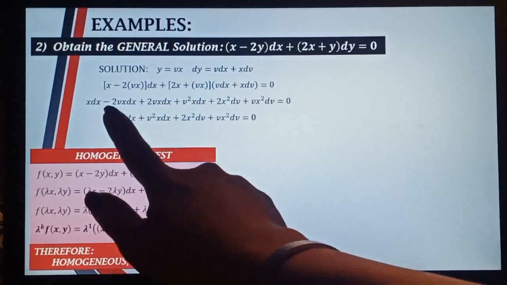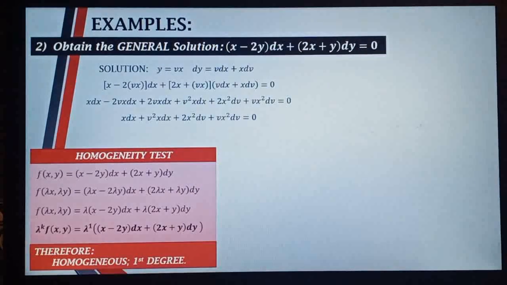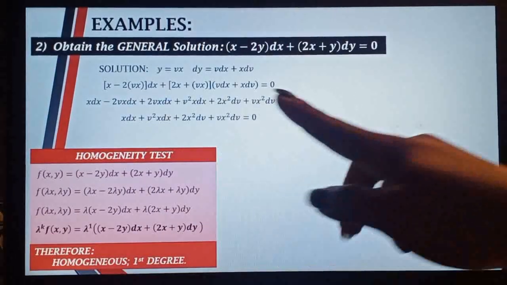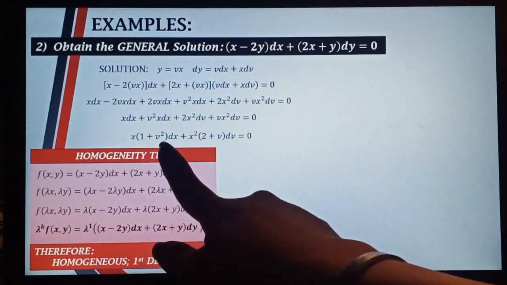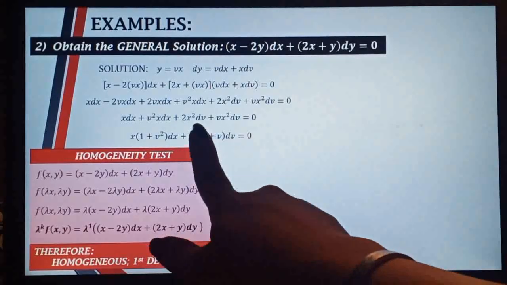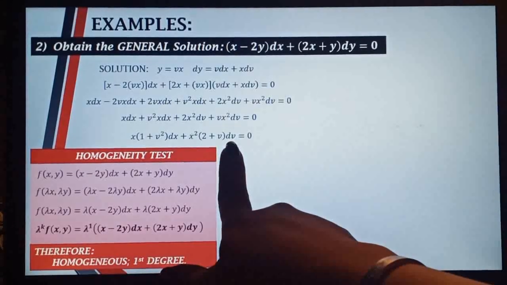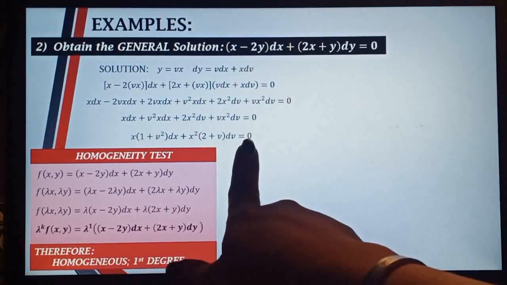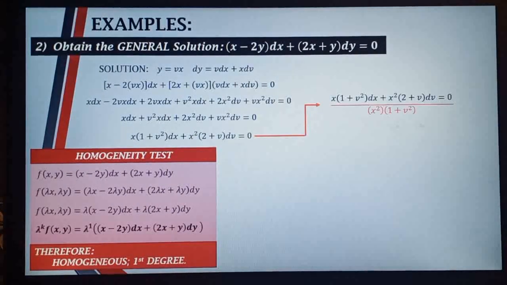Since this is negative 2vx dx and positive 2vx dx, makakancel out yung dalawa. Ngayon, you need to factor out kung ano yung common term kay dx at kay dv. You will now have an equation of x, quantity of 1 plus v squared dx. Tapos kay dv naman, you will have a common term of x squared multiplied to 2 plus v multiplied to dv equated to 0. Now, you need to do the separation of variables by dividing the whole equation sa x squared multiplied to 1 plus v squared.